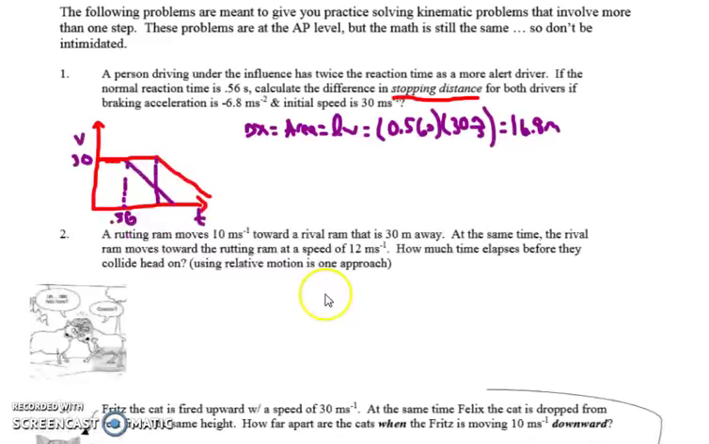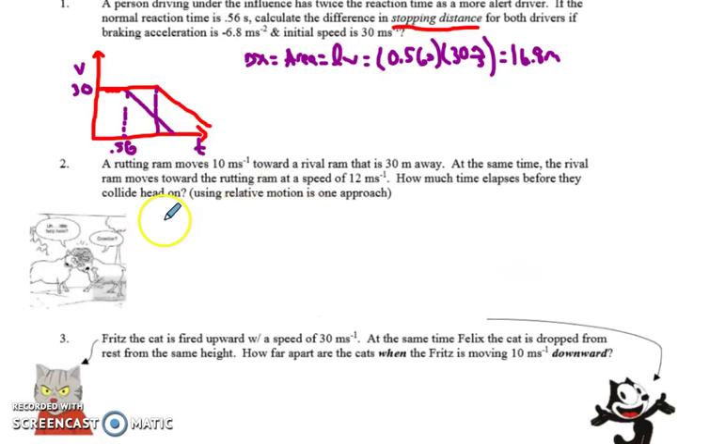All right, so the next one, there's two approaches. I'm going to share both approaches so you can get an idea for how to solve it. The most straightforward way is using relative motion. So think about one ram on one side, here's the first ram, and then here's the second ram, and they are initially 30 meters apart. So the distance between these two points is 30 meters.